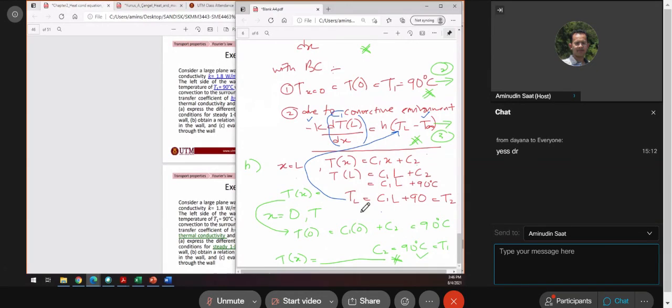So what is the C1? You need to find it from here. You need to rearrange this equation: C1 equals TL minus 90, divided by L. So you put all these terms in this expression and try to solve this equation so that you can get the C1 value. Paham tak?